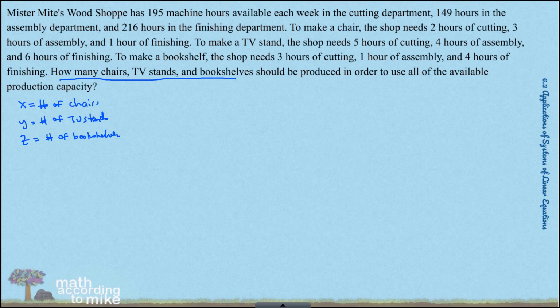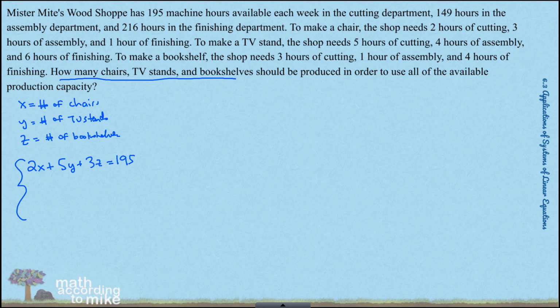Here, this one, we will have to bounce around to get the equations. We will have an equation related to cutting, related to assembly, and related to finishing. So a chair needs 2 hours to cut, and we have X of those. A TV stand needs 5 hours to cut, and we have Y of those. And a bookshelf needs 3 hours to cut, and we have Z of those. And we have a total of 195 machine hours to cut. All right.